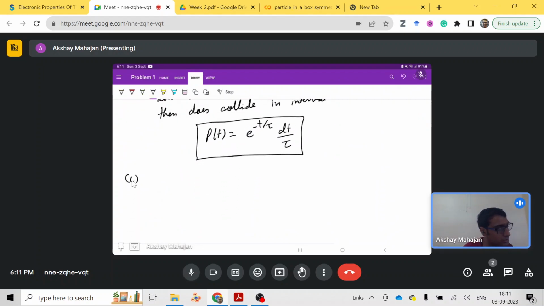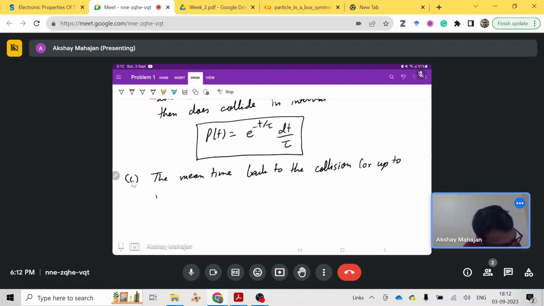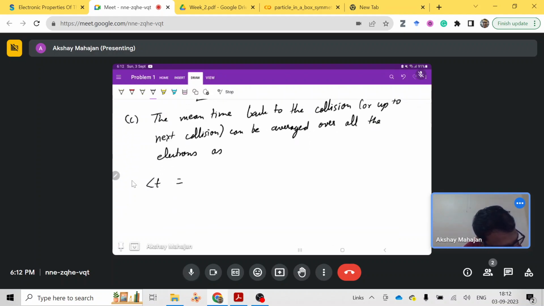So okay, let's do it. The mean time back to the collision or up to the next collision, averaged over all the electrons, will be given by 1 by tau times the integration from 0 to infinity of t times p(t) dt.